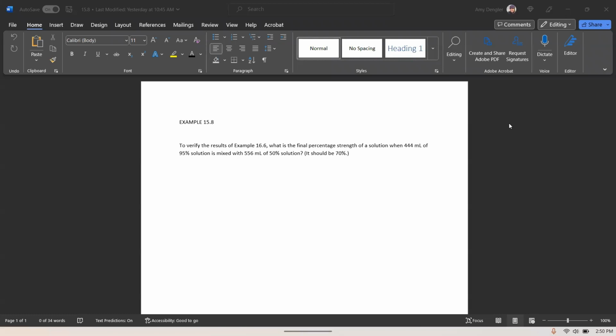Example 15.8, I'm going to skip over in terms of working it out for an example, but you can see the problem worked out completely through the book. This is just verifying the results of another example.